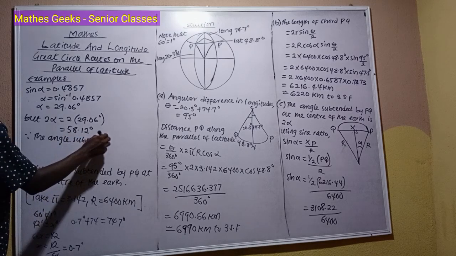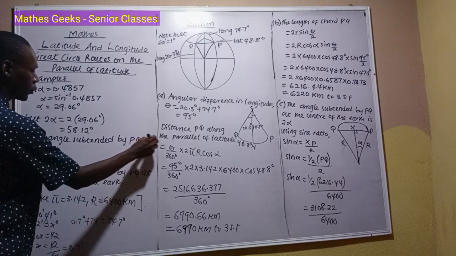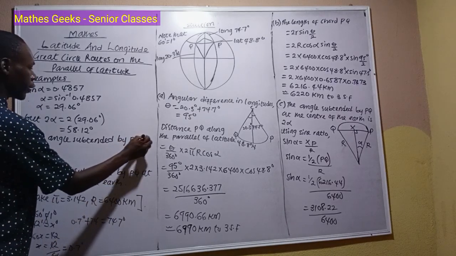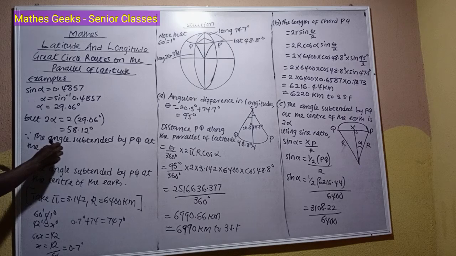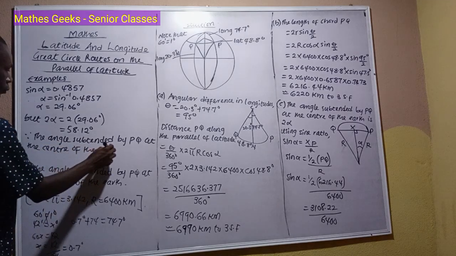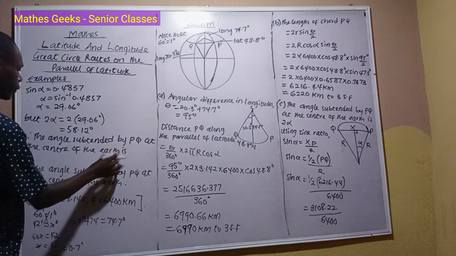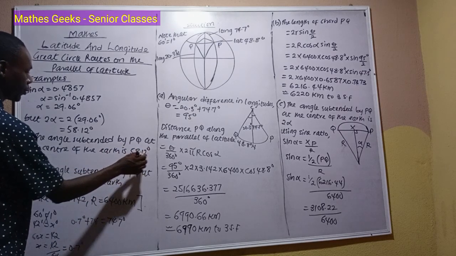Therefore, the angle subtended by PQ at the center of the Earth is 58.12 degrees.